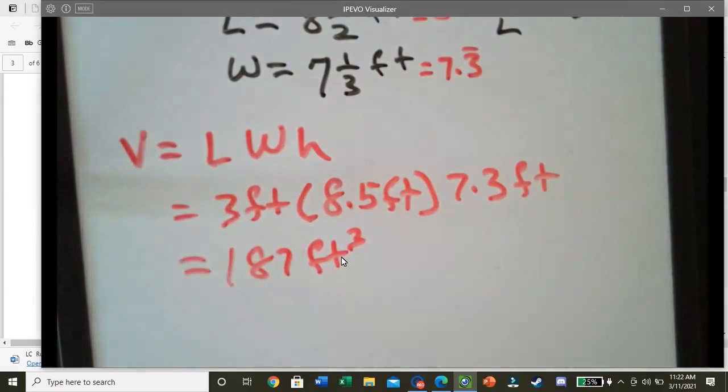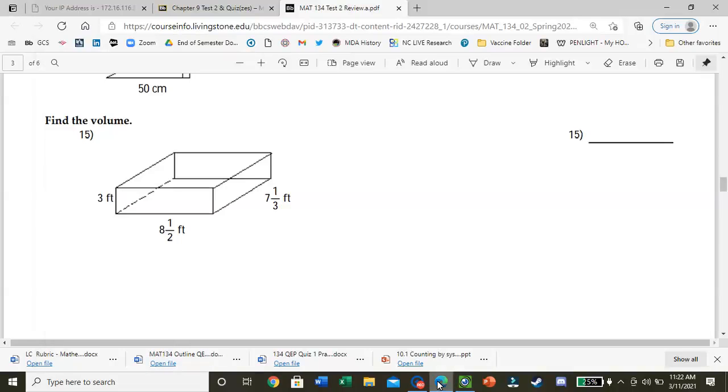Now that would be if you had a perfect cube volume, where all the sides were the same. Then it would be S cubed, right? But this one, they're not all the same. With a perfect cube, they only give you one side because all the sides are the same. But here, it's a rectangular prism, so the sides are different. So you have to use length times width times height. Do you see the difference between the two?